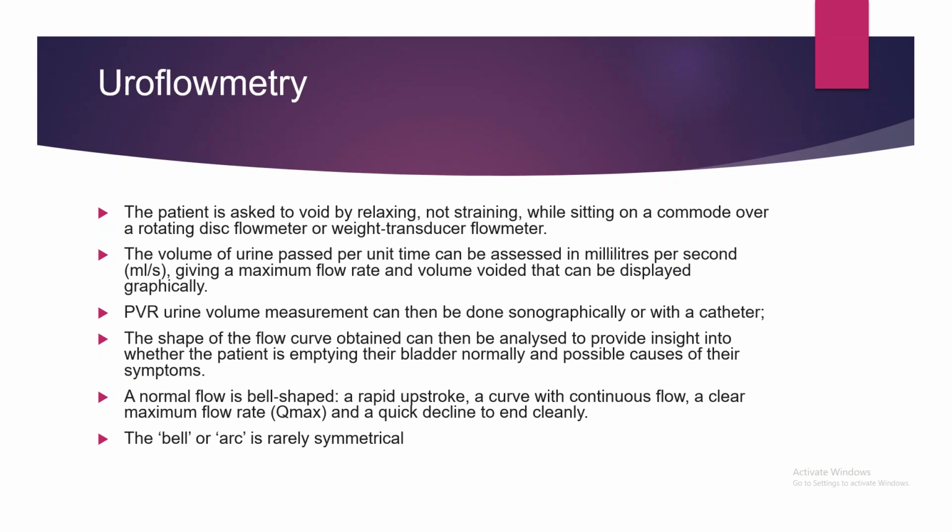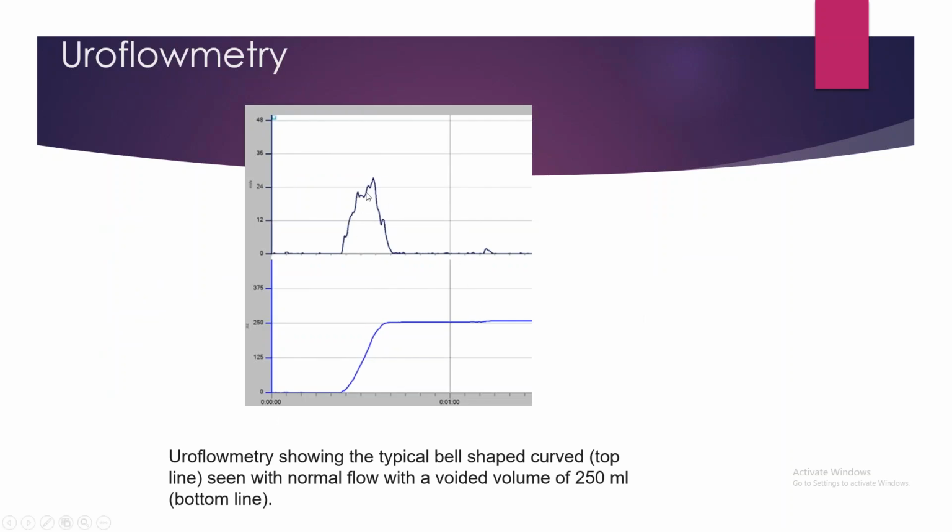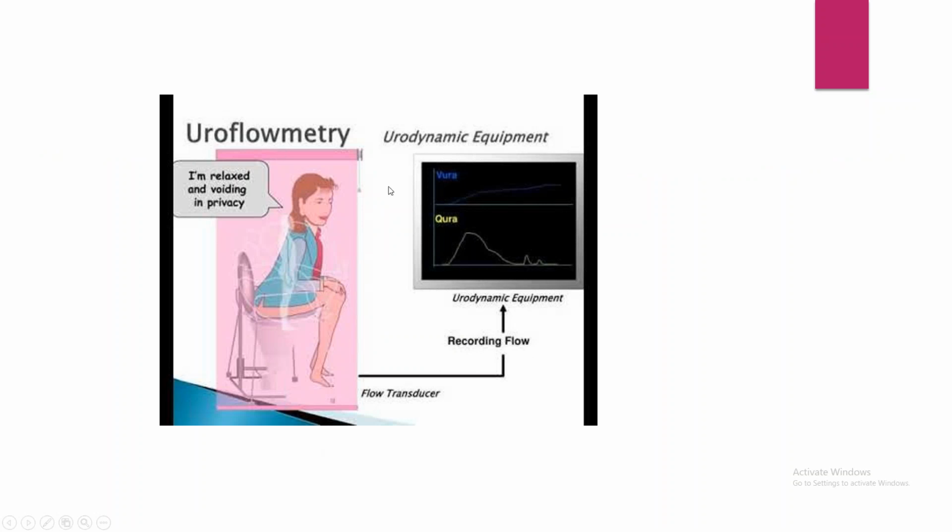not symmetrical. Yes, you can see this is the bell shaped curve, but it is not symmetrical. It is not a proper bell shape, but it is a representative bell shaped curve, and this is the volume. So this is the typical bell shaped curve. Here you can see the normal flow, and the volume voided is around 250 ml. So this is the uroflowmetry. Privacy is very important so that you will get a proper voiding curve.